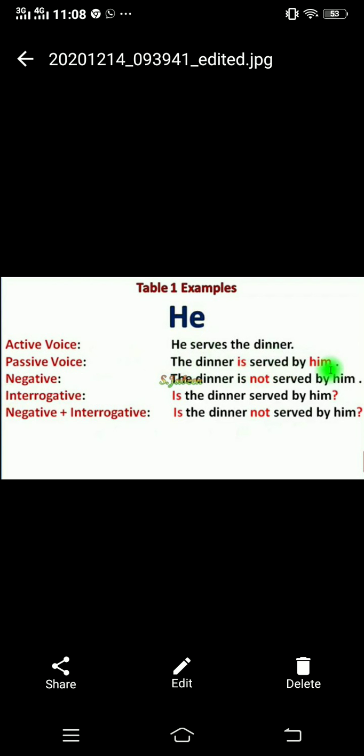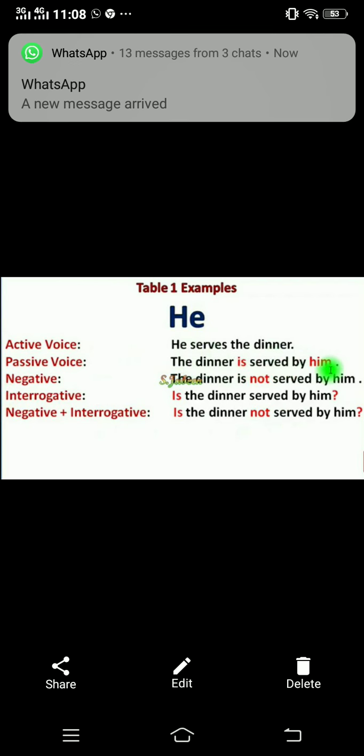Now, what is the use of he? If our active voice starts from he, then we will write: he serves the dinner. The dinner is served by him. The dinner is not served by him. Is the dinner served by him, or is the dinner not served by him?